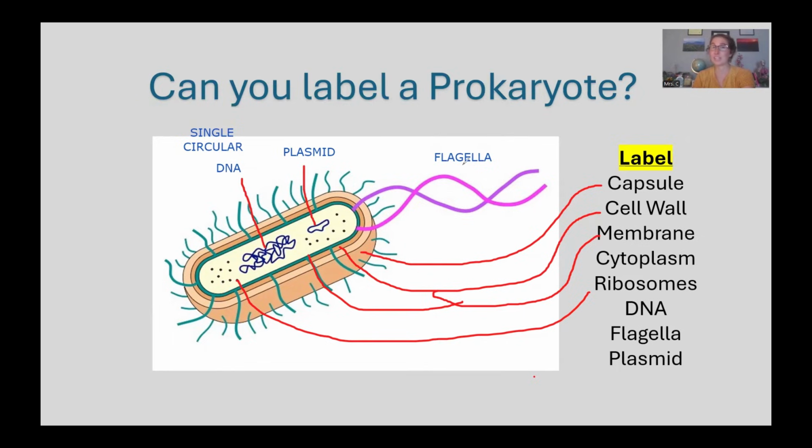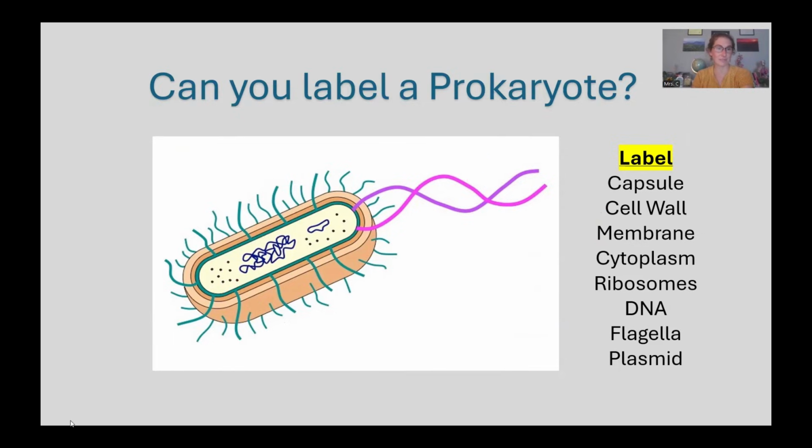So plasmid, and flagella is going to be a tail for movement that some cells have. Some eukaryotes have flagella. All right, so that's the prokaryote.